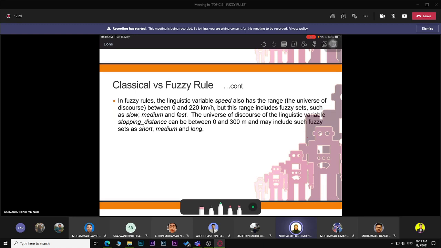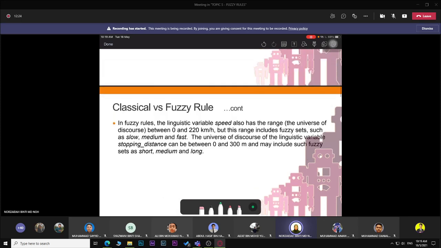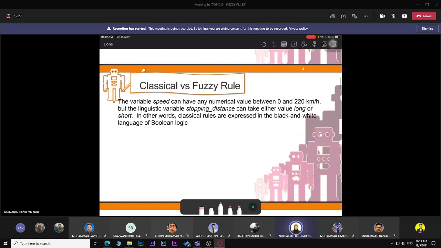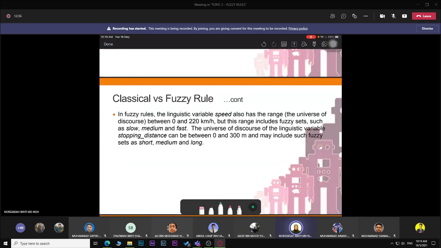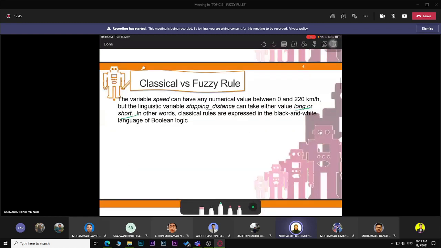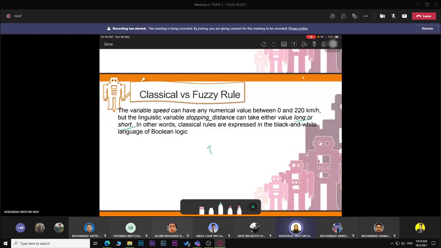Even though you see from the classical rule, at the consequent part just now, it uses the same value. It says long or short. Right? It uses the same value. However, this value is not the same as this value, because in this one we are using some degree of membership. How much does it belong from 0 to 300 meters? But here, the value is always either true or false, even though you are using the same wording. Okay?